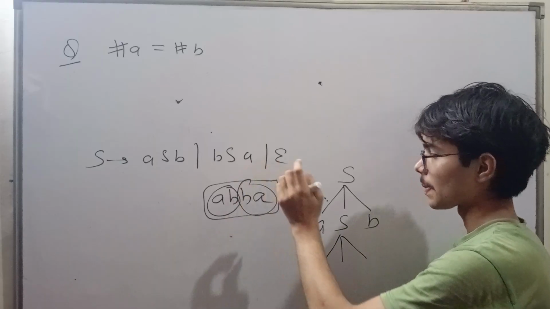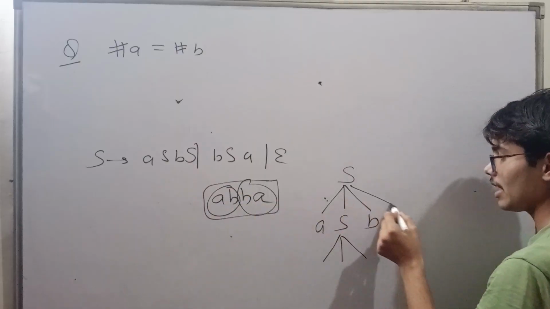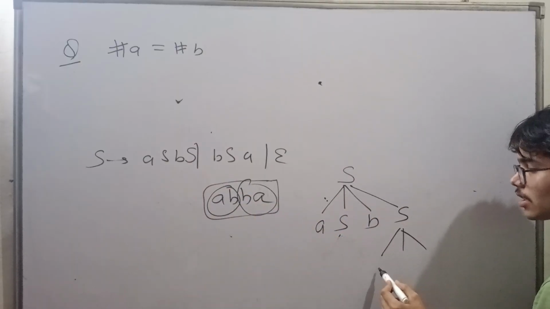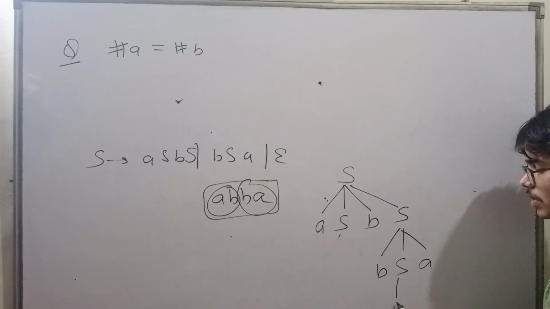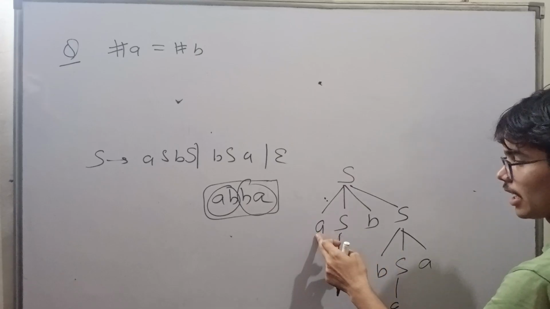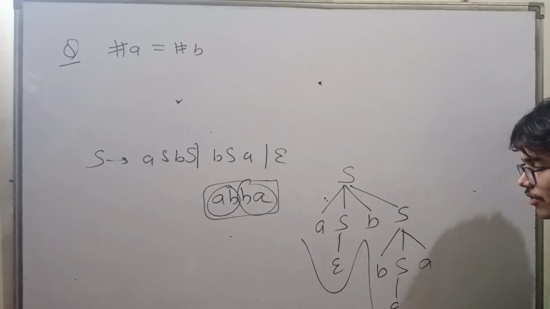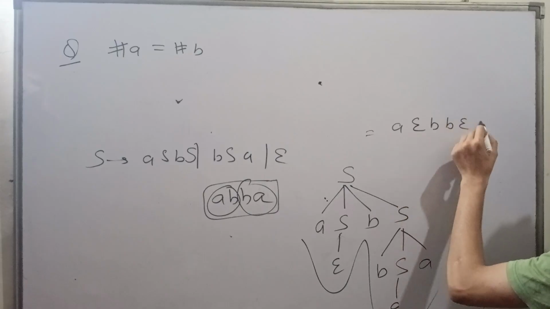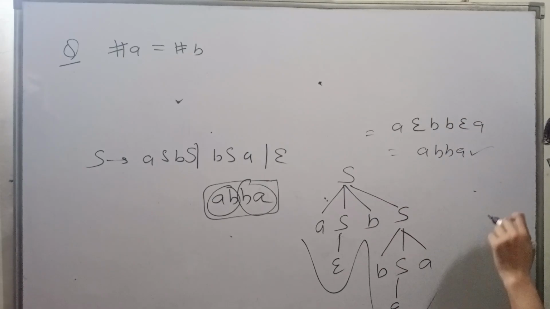So that means if I write S here, then this can be generated: BSA from S, I generate this, and from this, epsilon. A, and this is epsilon. A, B, B, A. Okay, like this is the flow: A epsilon B B epsilon A. That's how ABBA is now generated.